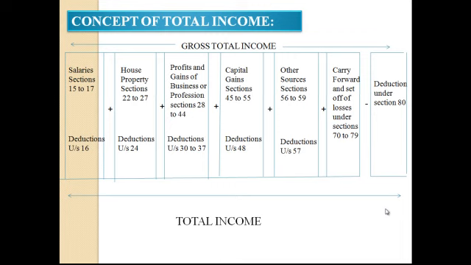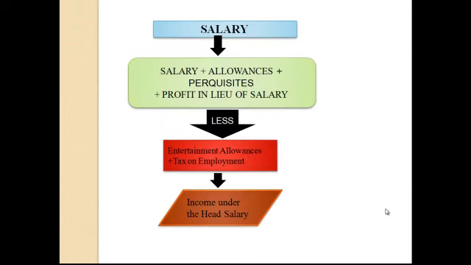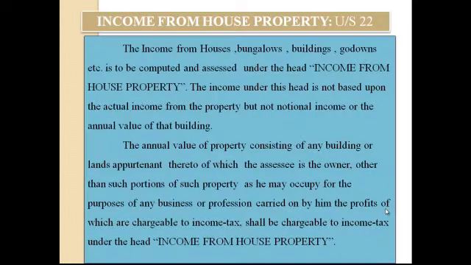Deduction under section 16, deduction under section 24, and deduction under sections 30 to 37 for profit and gains of business or profession, and we can avail deduction under section 48 for capital gains, and for other sources we can avail deduction under section 57. Salary: we can compute salary by adding allowances, perquisites and profit in lieu of salary, out of which we can deduct entertainment allowance and tax on employment. We can get income from salary.